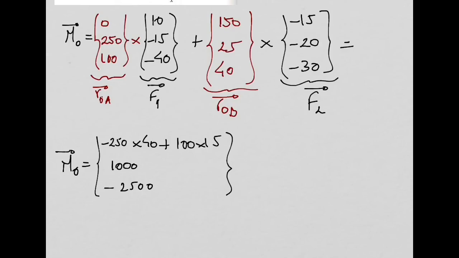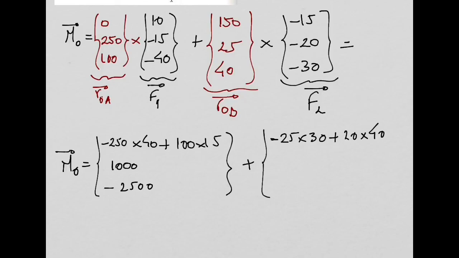Now let's do the second one. The second cross product. Then we need to add. So X component is this times this minus this times this one. Okay? So that will be minus 25 times 30. Minus with minus is plus 20 times 40. This is the X component.